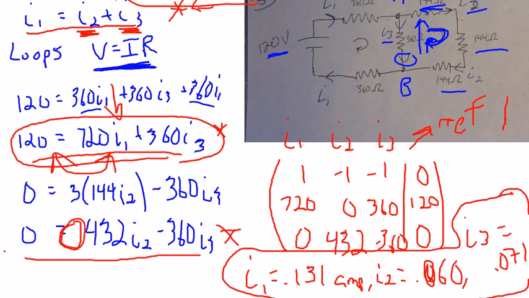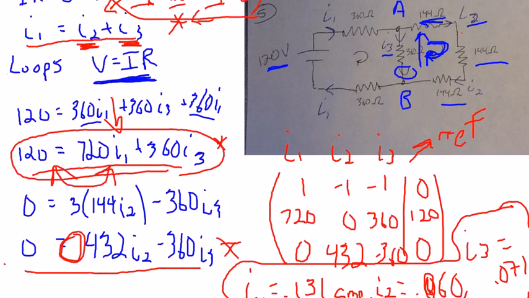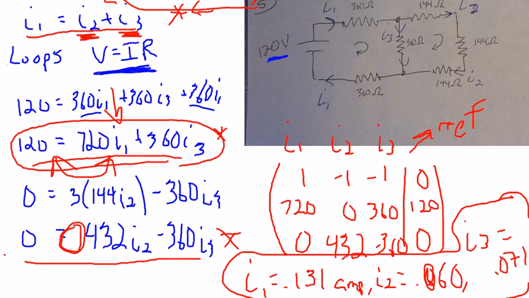And if you look back up at the top, that seems reasonable. For one, the I1, which is this one here, should be bigger than the combination of this one and this one because of the in minus out. Notice I get 0.131 and 0.060 and 0.071, so that's true.